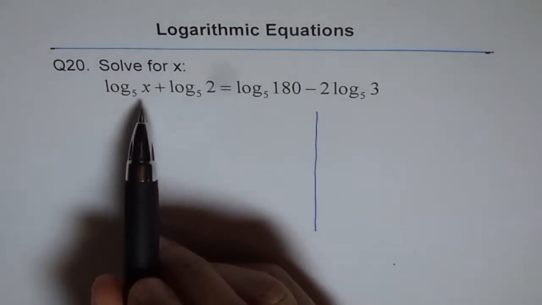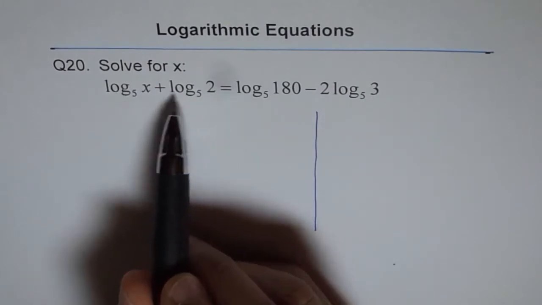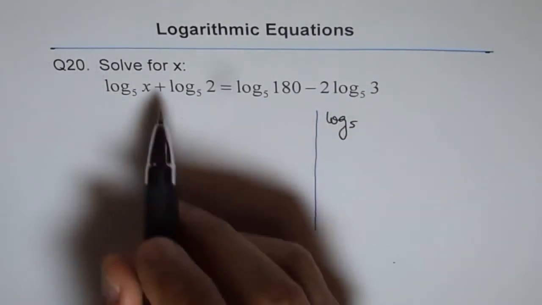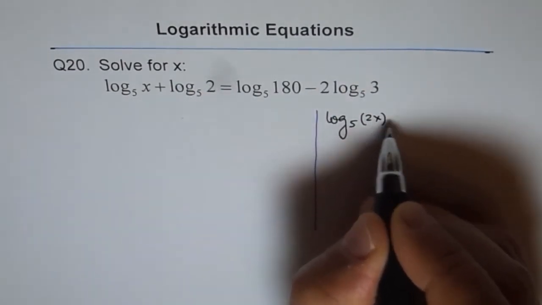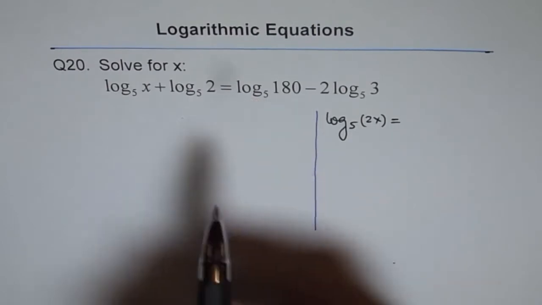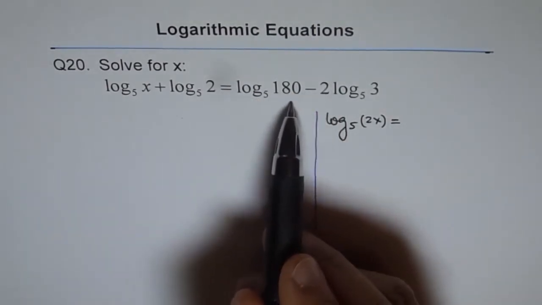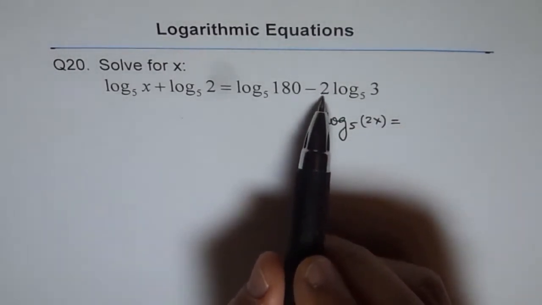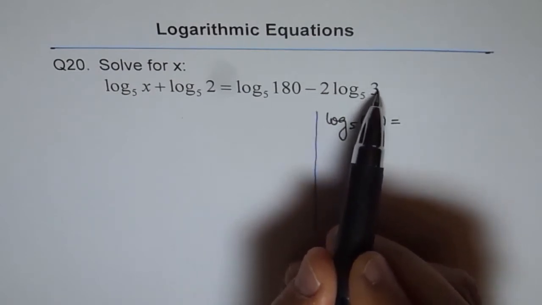So if I do that, then what do I get? Now from the product rule, this left side becomes log 5 of x times 2. So I can write this as 2x, correct? Equals to, the right side is, this is minus. So the quotient rule will be applied here, right? So we get log of, well, look at this. Minus 2 log 5 of 3.